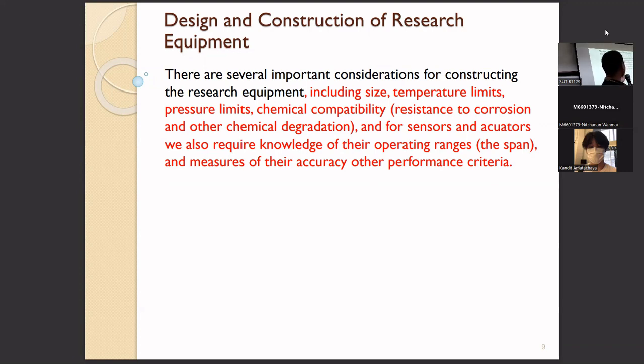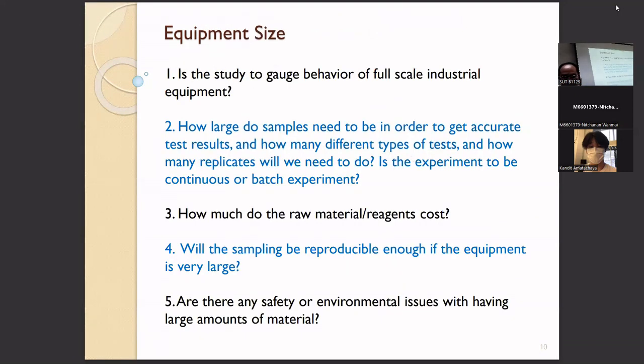And the pressure limit and chemical compatibility. Chemical compatibility means the equipment can work well with the chemical, that it resists the chemical, with no pollution. This means it resists pollution or degradation by the chemical, and the same applies to the sensor and actuator. These are the terms you have to consider before you do the experiment, before you design the equipment.